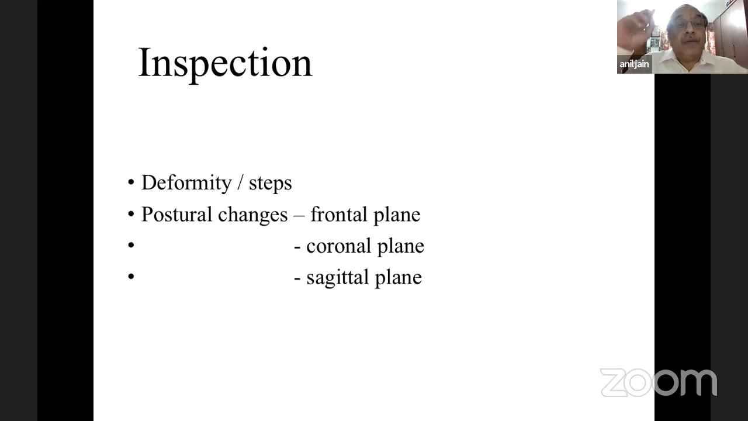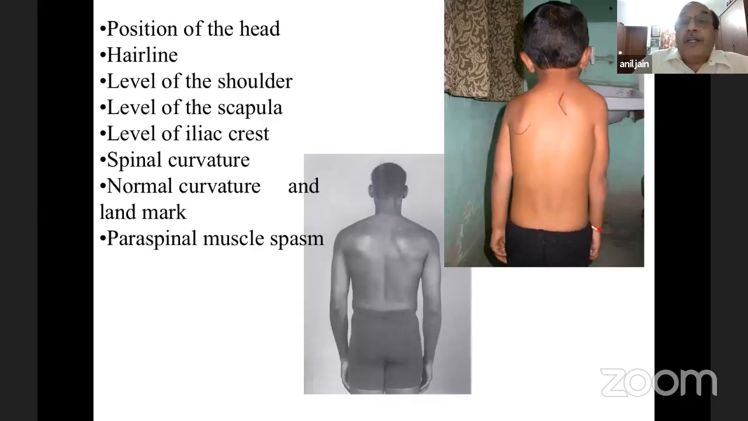Now, we need to inspect any deformity, any step which is visible, or postural changes in the frontal, coronal, and sagittal planes. Need to look at the position of the head, whether it is straight or tilted onto one side. Need to see the hairline, because there are certain conditions where there is a low-lying hairline, like Klippel-Feil anomaly.